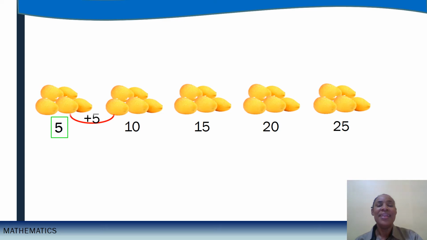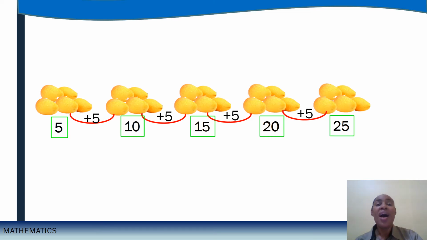5, 10, 15, 20, 25 are multiples of 5. Boys and girls, when you start at the number 5 and keep adding 5 each time, the numbers we get are multiples of 5. I hope you are understanding so far. What are multiples?